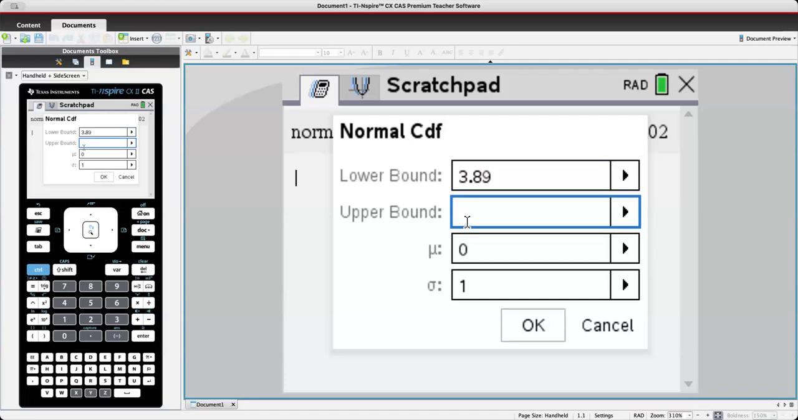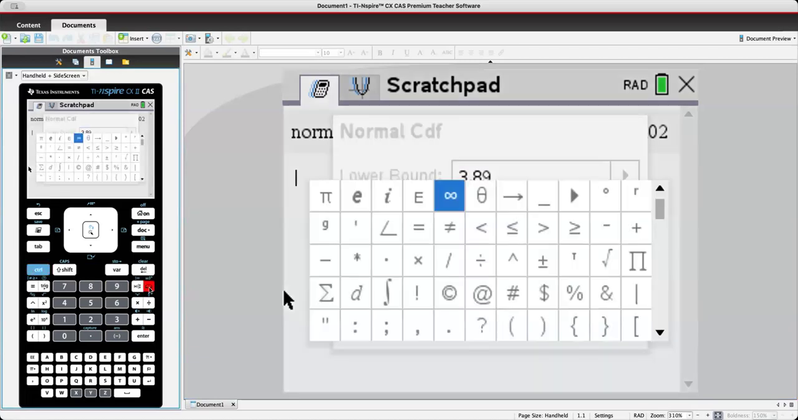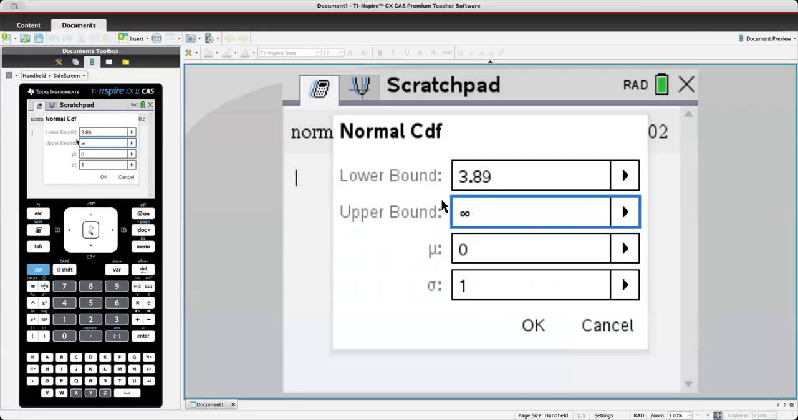Okay, so infinity: if you look right below the delete tab, there's a little book, and above the book are some mathematical symbols in blue. So I'm going to hit Control and then the book right there. And that will give me all of these mathematical symbols, and infinity is right there. So I'm going to choose that.